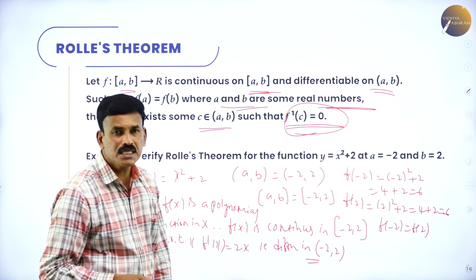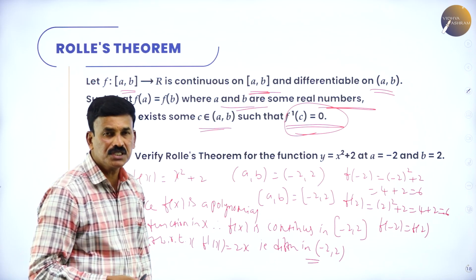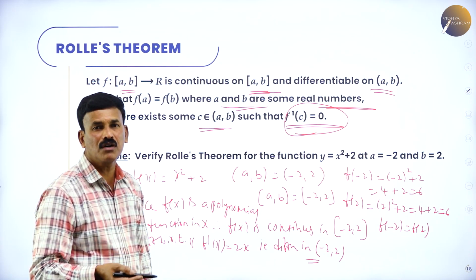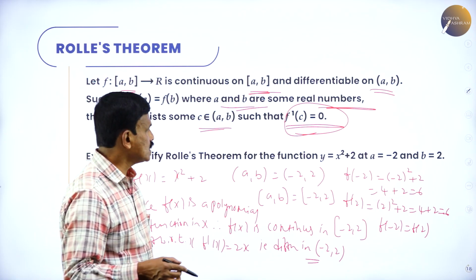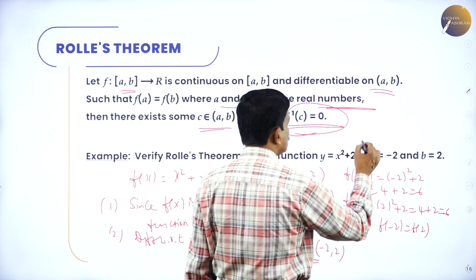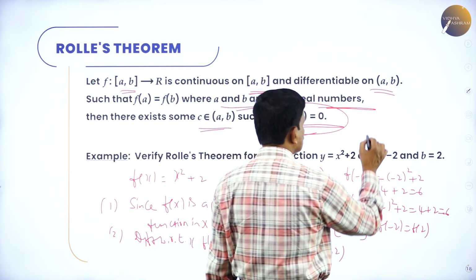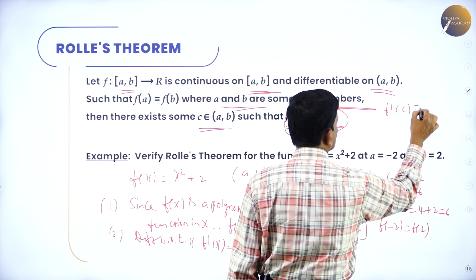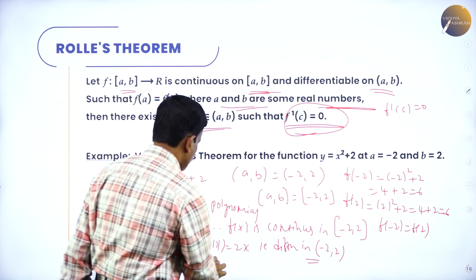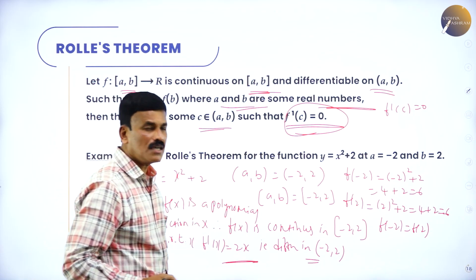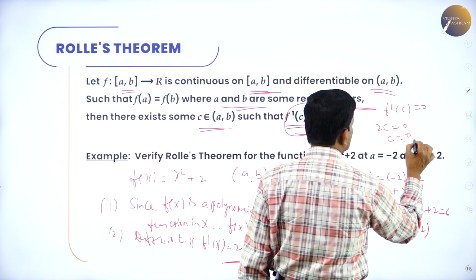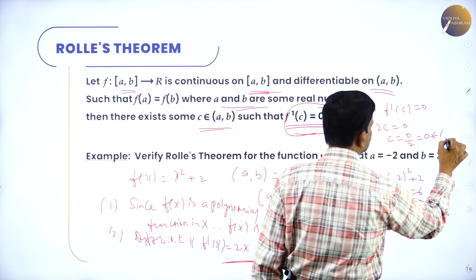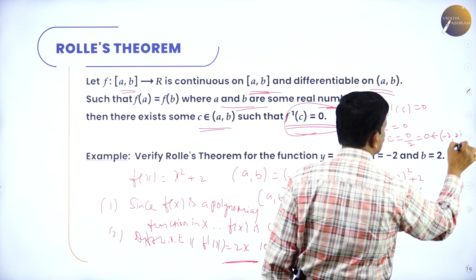f of x is continuous, f of x is differentiable, and f of a is equal to f of b. All three conditions for Rolle's theorem are satisfied. Hence there exists c belongs to a comma b such that f dash of c is equal to 0. What is f dash of x? f dash of x is 2x. f dash of c means 2c is equal to 0. Therefore, c is equal to 0 by 2, which is 0, and it belongs to minus 2 comma 2.